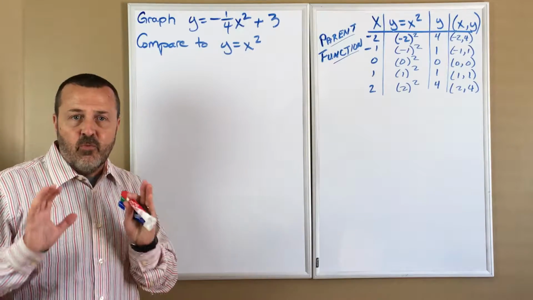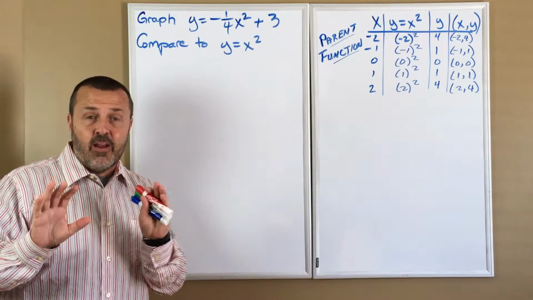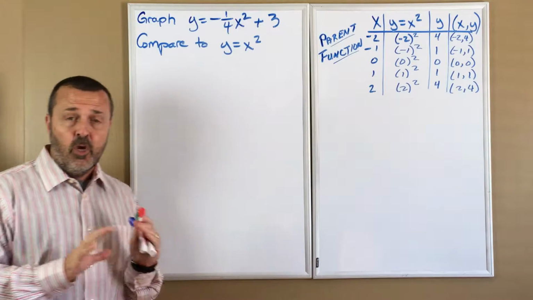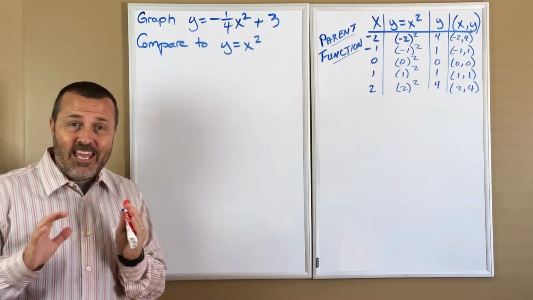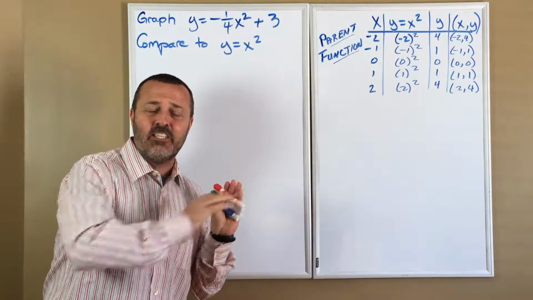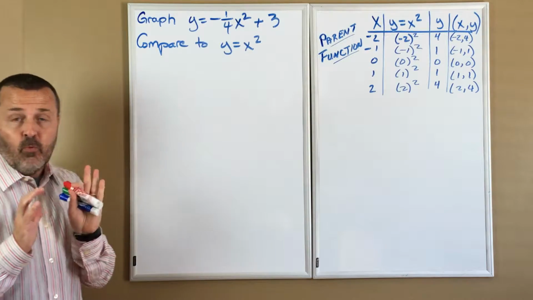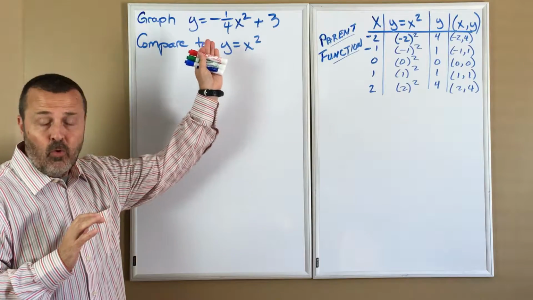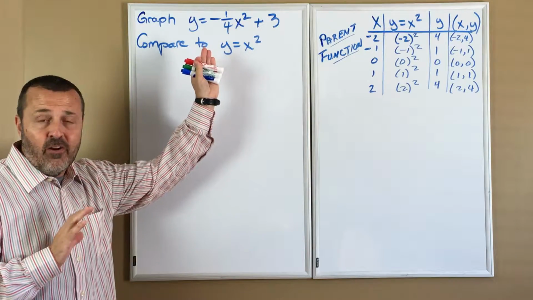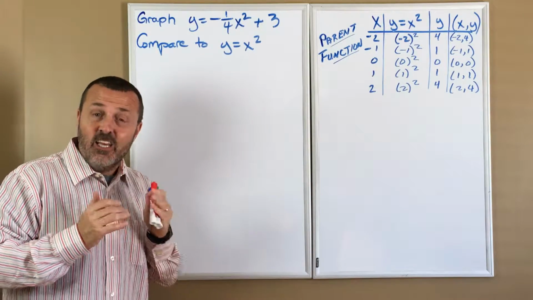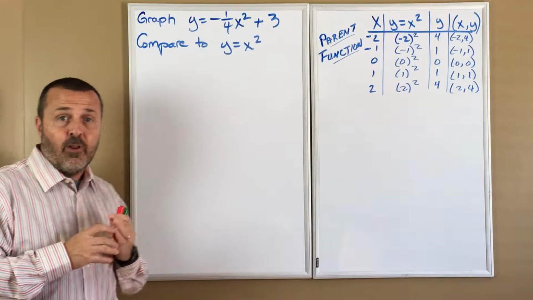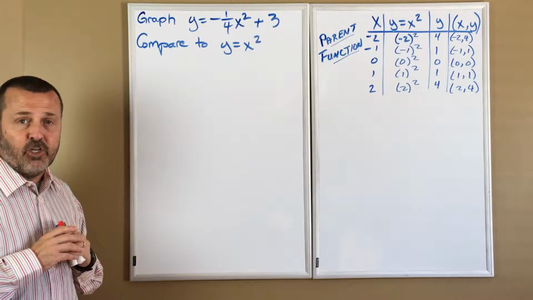We're still in lesson 1.1, but now we're not going to look at y equals ax squared. We're going to look at y equals ax squared plus a constant c. In our example on the board, our function that we want to graph is y equals negative 1/4 x squared plus our constant c, which is 3. And then we want to go ahead and compare it to the parent function.